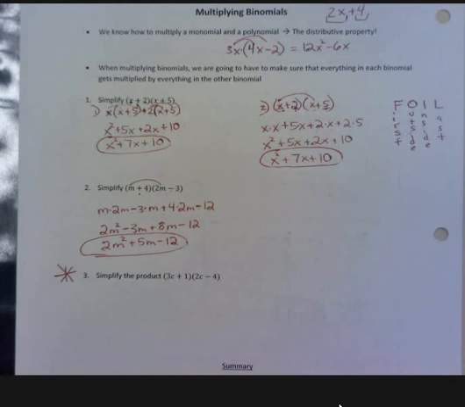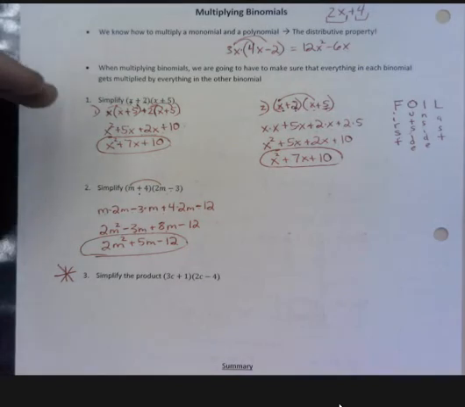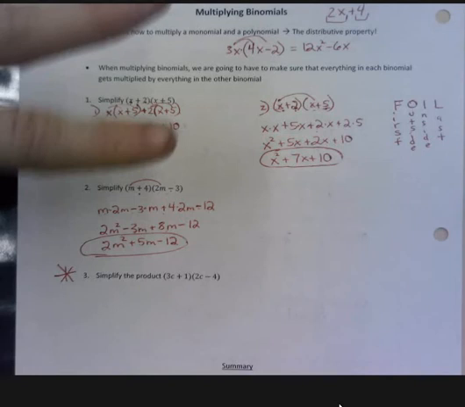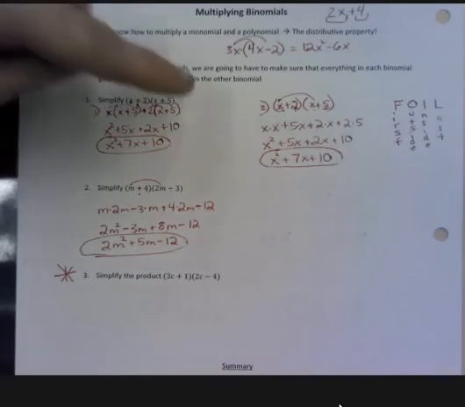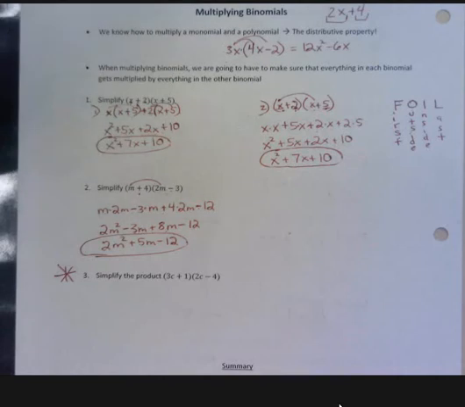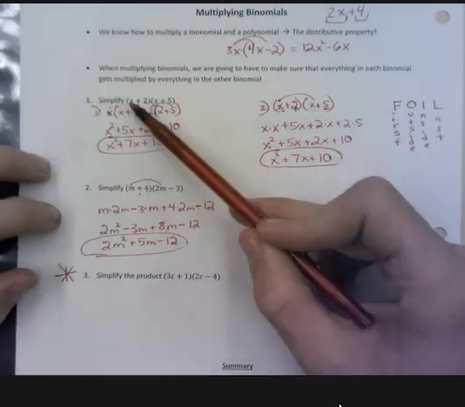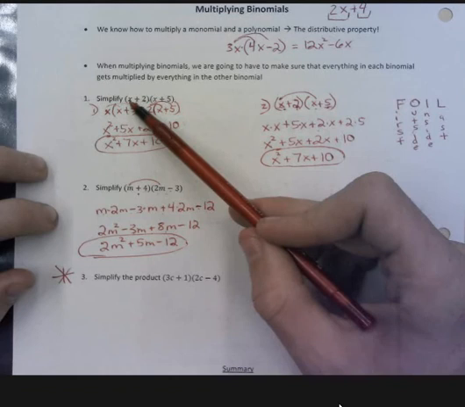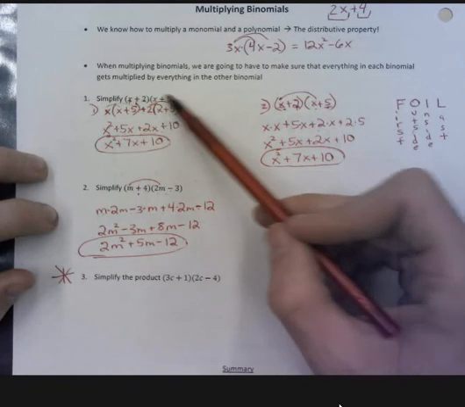The summary, please just remember, when multiplying binomials, we either have to use the distributive property twice, or we can use the FOIL method. Either way works as long as you multiply everything in one binomial by everything in the other binomial.